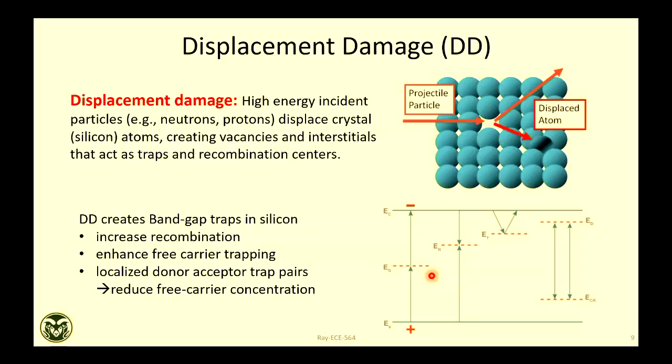For a semiconductor, the band gap should be free. There should not be any electron or hole inside the band gap, right? That's why it is called a band gap. Electrons should be in the conduction band, holes in the valence band. But because of this displacement damage, states are now created inside the band gap. That means these states can act like a generation-recombination center, so the recombination strength in the material increases because of this displacement damage.